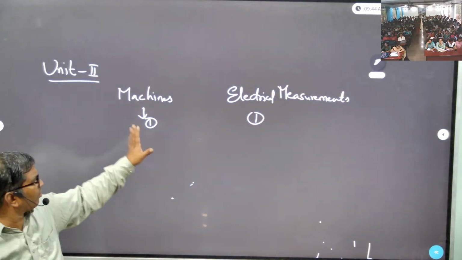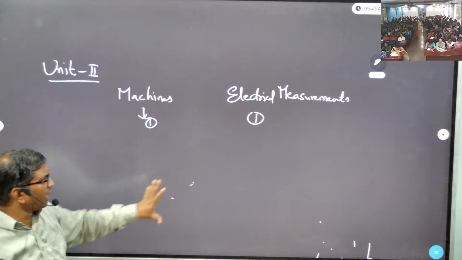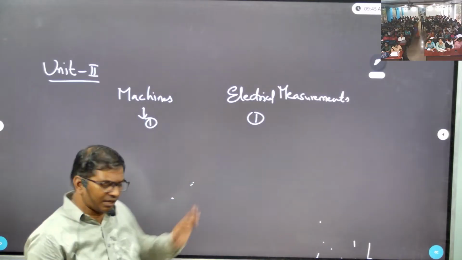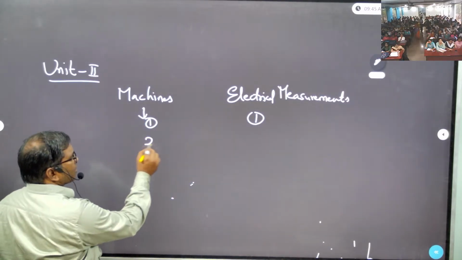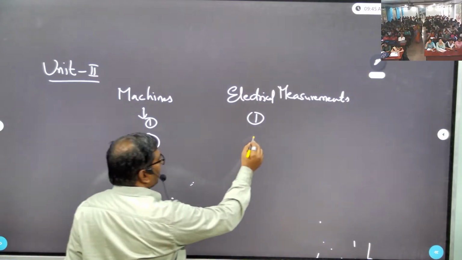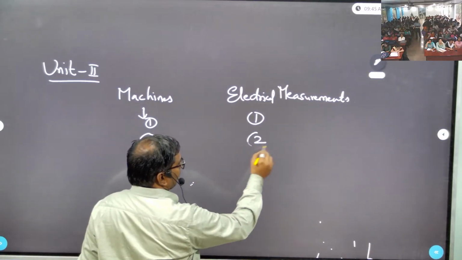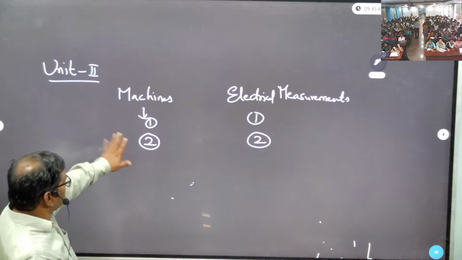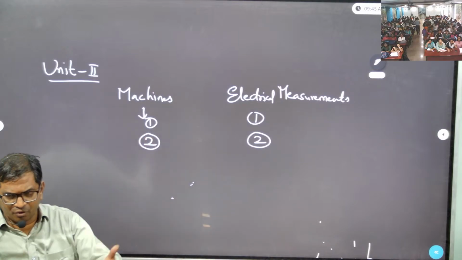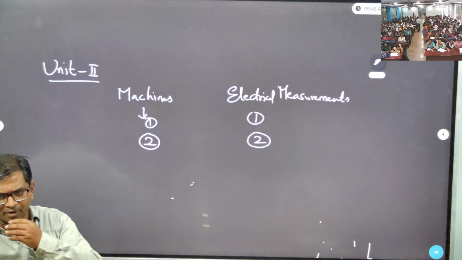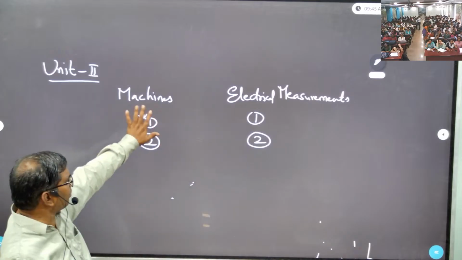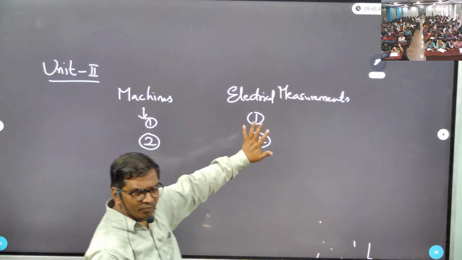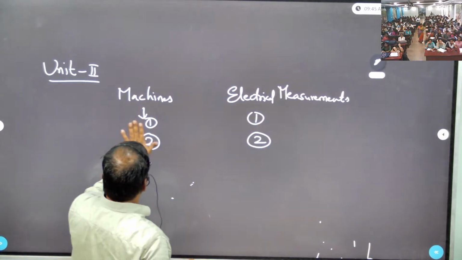Electrical machines you have to study, and electrical measurements you have to study. Otherwise it may be 2 questions from electrical machines and 2 questions from electrical measurements. Generally, if you observe last year's question paper, you will get one question from machines and one question from measurements.